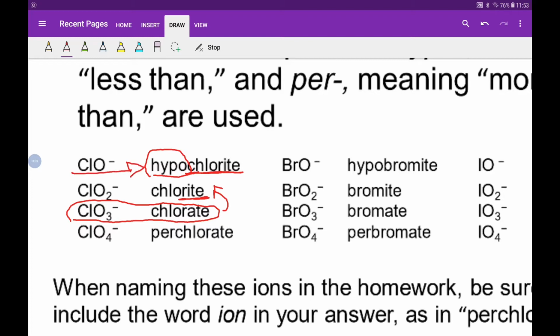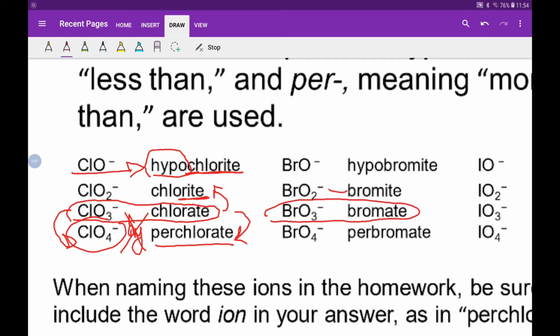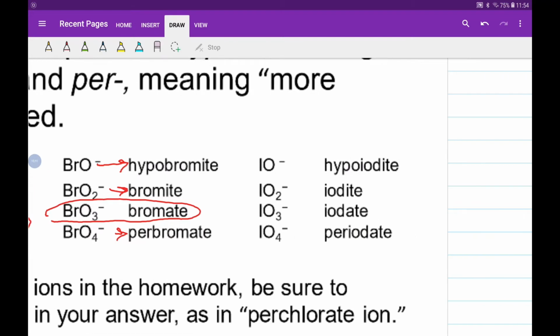hypochlorite. If we were to gain an oxygen going from chlorate, ClO3 to ClO4, we added an extra oxygen in there, then it should be hyperchlorate, but historically we dropped the H and now we call it perchlorate. Perchlorate. Notice the same is true for bromate. BrO2 minus is bromite, BrO minus is hypobromite, and BrO4 minus is perbromate. The same is true for the iodine group.